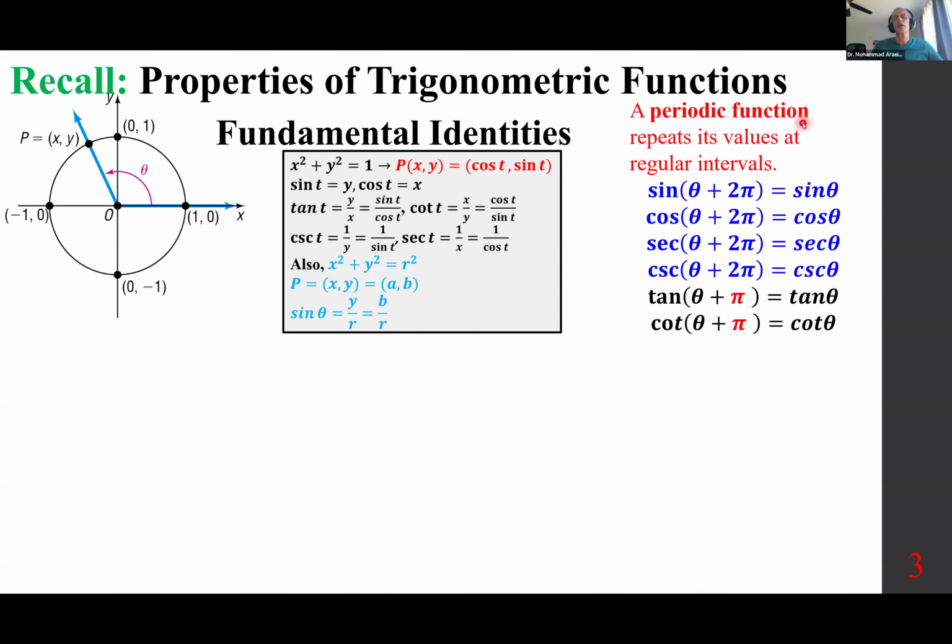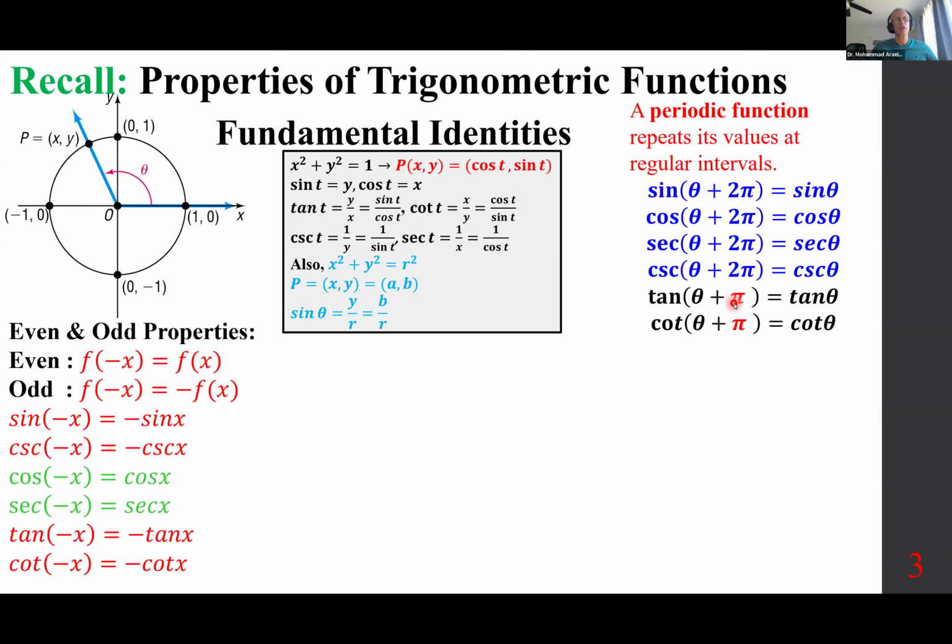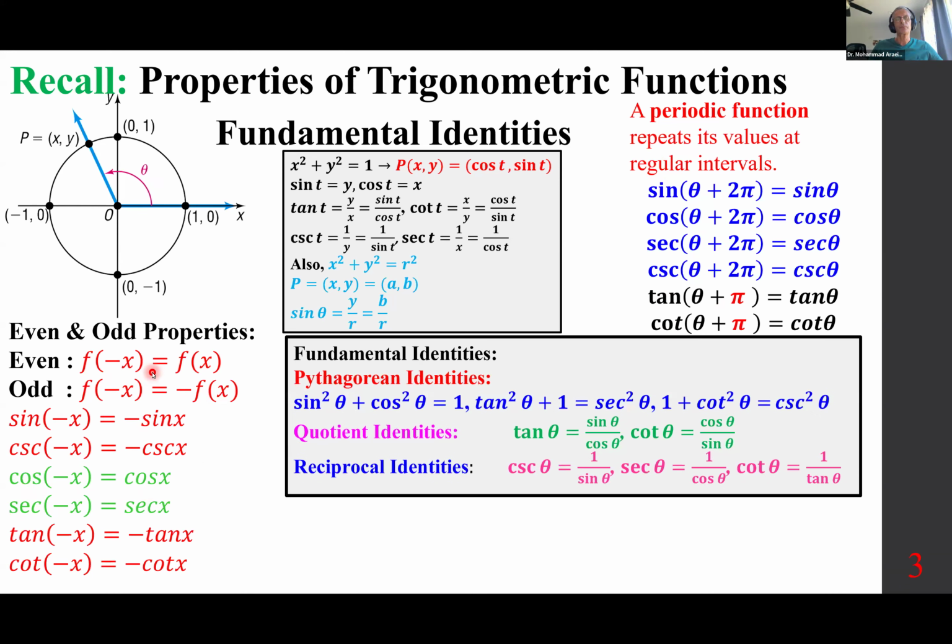Periodic functions repeat their values at regular intervals. For example, all trigonometric functions are periodic with the period of 2 pi except tangent and therefore cotangent, which is pi. All trigonometric functions are odd functions. That means f of minus x is minus f of x. But cosine and therefore secant are even functions, which makes f of minus x equals f of x.